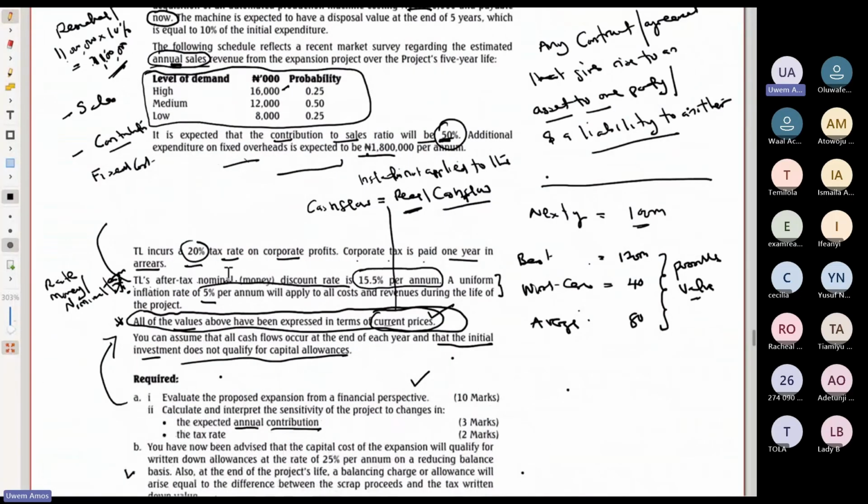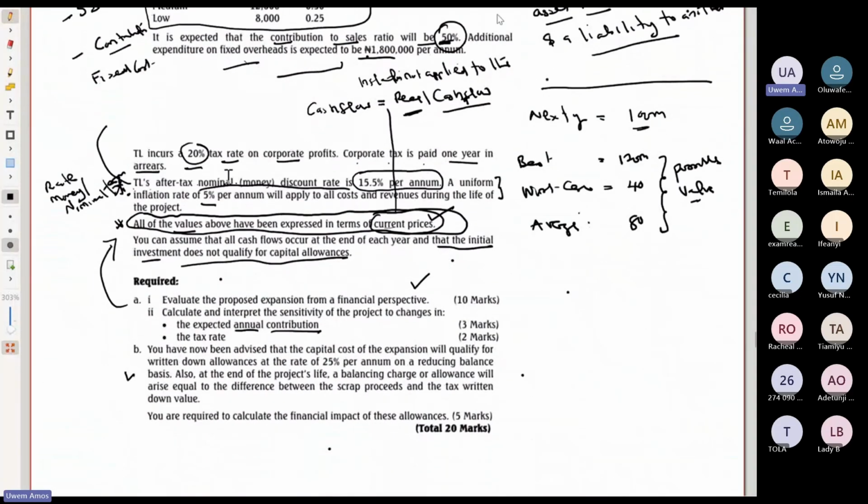Okay, so let's look at our final part quickly. We have finished all the computation we've done up to this point. It now says you have now been advised. Don't forget that in our first computation, we said that there's no capital allowance. It now says you have now been advised that the capital cost of the expansion will qualify for tax written down allowance at the rate of 25% on a reducing balance method.